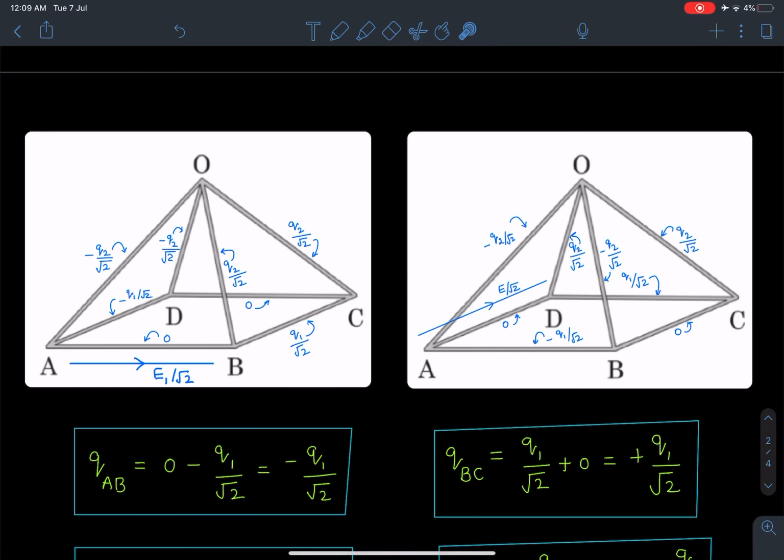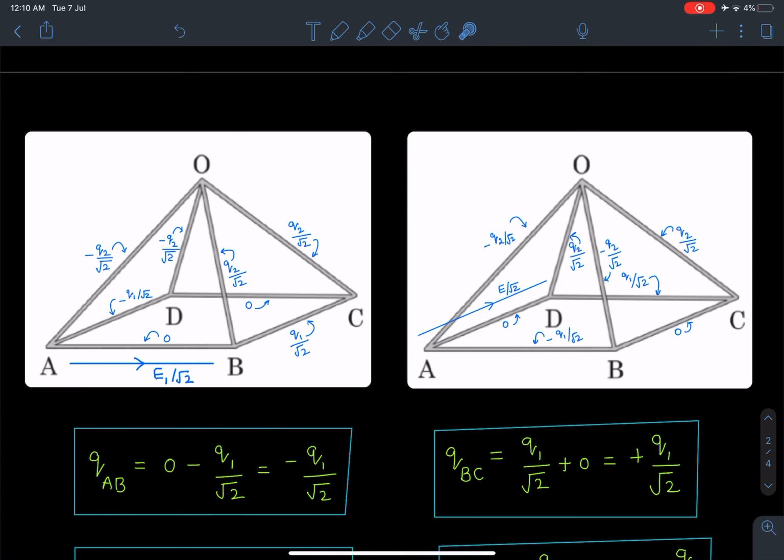when this field is E by root 2 along AD, so these charges are Q1 by root 2. Earlier it was Q1 when field was E. Similarly, this will become plus Q2 by root 2, minus Q2 by root 2, plus Q2 by root 2, minus Q2 by root 2, 0, 0, exactly similar to the first diagram. And here it will become minus Q1 by root 2.